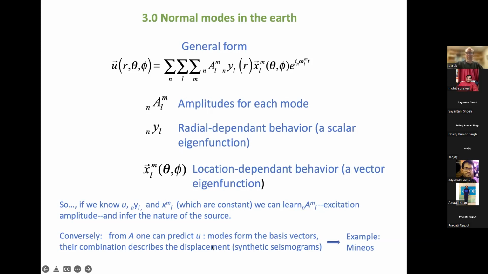There's a program out there called Mineos, and in my full seismology class, we actually do some practice with it. You can get that from the Computational Infrastructure for Geodynamics webpage, and that will actually calculate normal modes for a given earthquake.